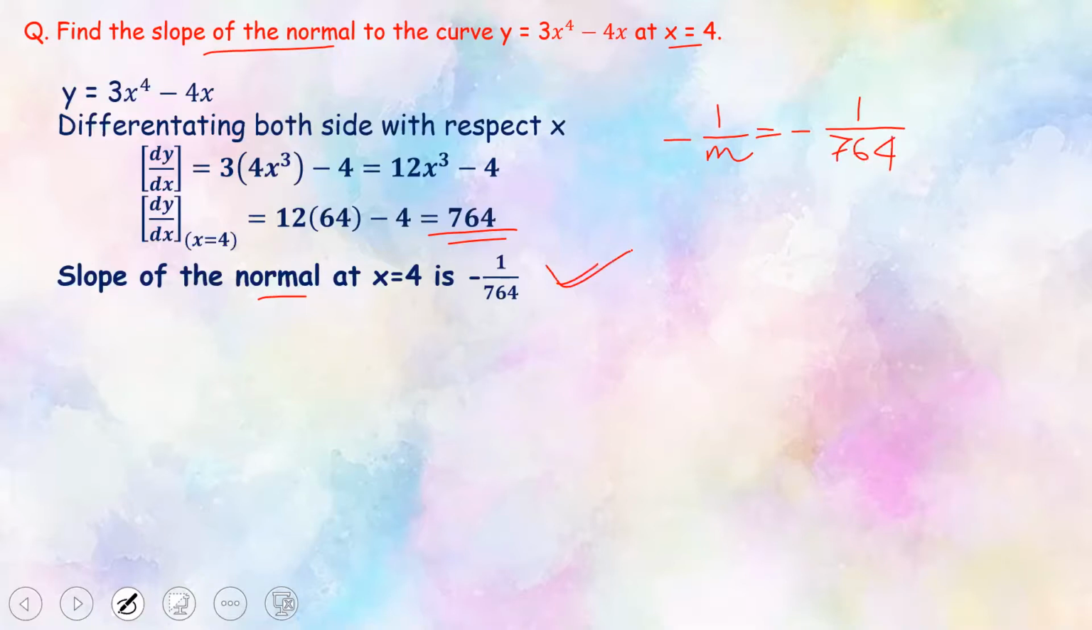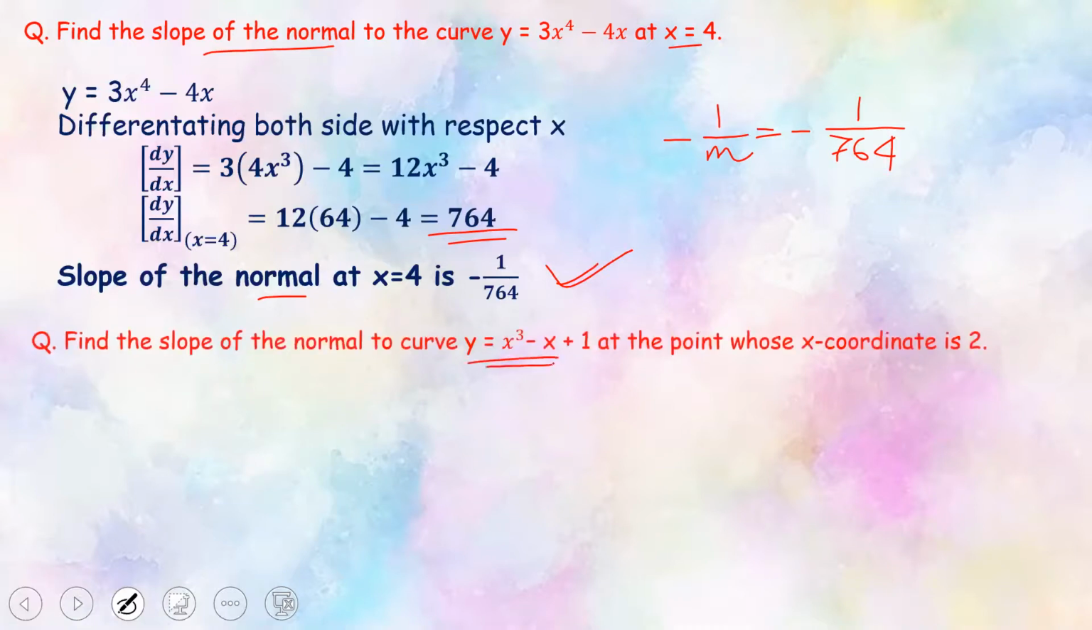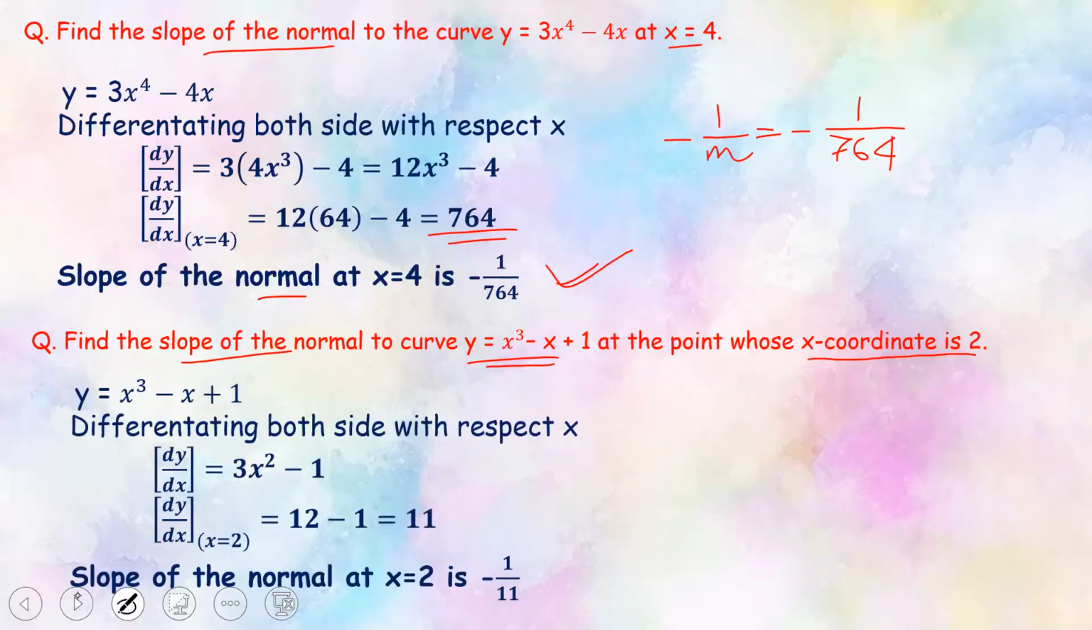Here is the slope. And I'm taking another problem, y is equal to x cube minus x plus 1. And you need to find the slope of the normal for x is equal to 2. Now we have the slope of the tangent is 11. Now the slope of the normal is minus 1 upon m. That means minus 1 upon 11 is the slope of the normal.